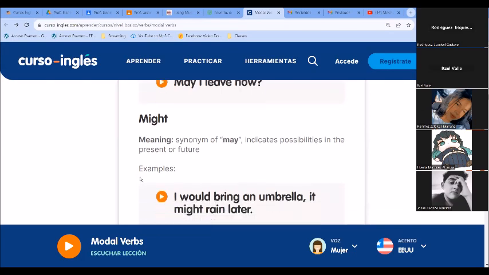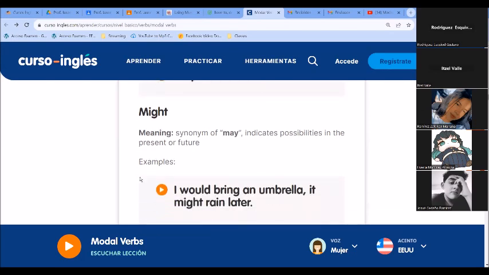Might. Gustavo. Meaning synonym of may, indicates possibilities in the present or future. Examples: I will bring an umbrella. It might rain later. Good.